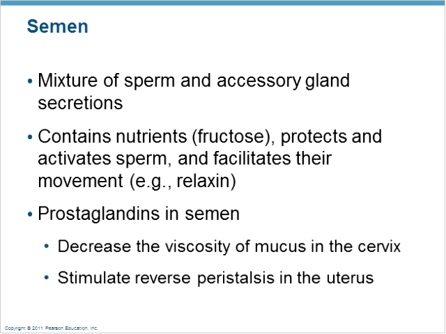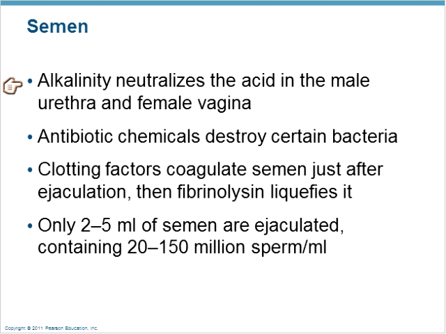Semen is a mixture of sperm and accessory gland secretions. It contains nutrients, that fructose we talked about, which protect and activate the sperm and facilitate their movement, via relaxin. Prostaglandins in semen decrease the viscosity of mucus in the cervix and stimulate reverse peristalsis in the uterus. The alkalinity neutralizes the acid in the male urethra and the female vagina, and antibody chemicals actually destroy certain bacteria. Clotting factors coagulate semen just after ejaculation, then fibrinolysin liquefies it.